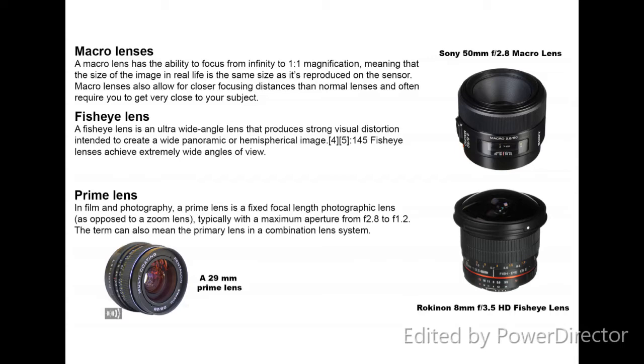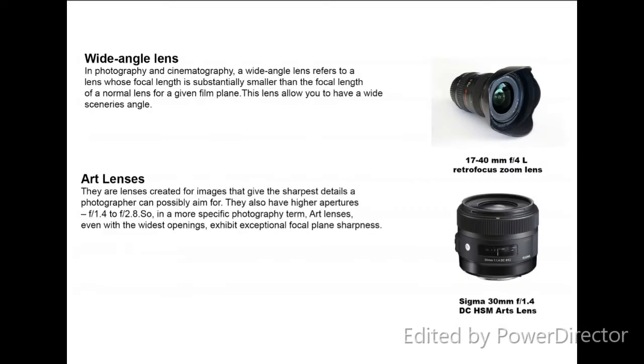Next one is the prime lens. A prime lens is a fixed focal length photographic lens as opposed to a zoom lens, typically with a maximum aperture from f2.8 to f1.2. The term can also mean the primary lens in a combination lens system.